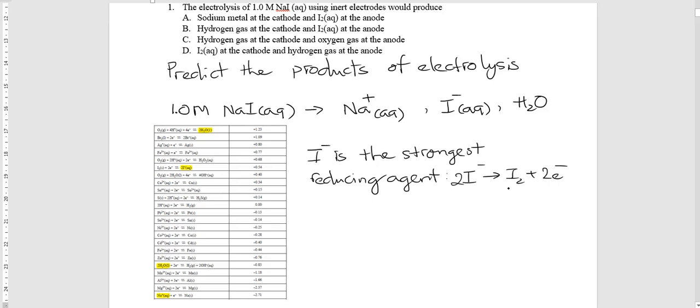So iodine will be produced at the anode, which actually, because this is a multiple choice, you can cross out C and D immediately right now. And at the cathode, H2O is the strongest oxidizing agent.